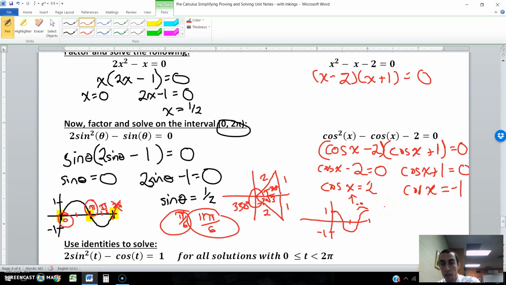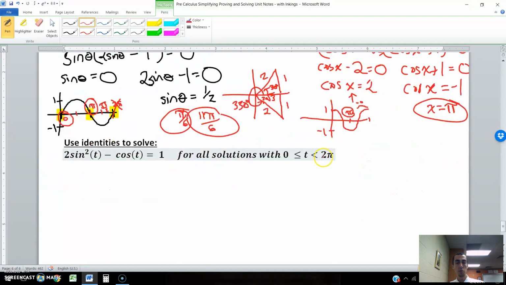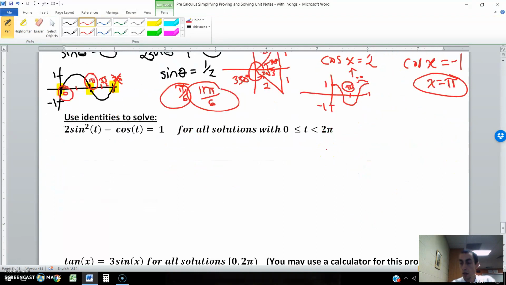Next one, where is the cosine -1? It's -1 halfway through the cycle of the graph. The cycle is 2 pi length, and so pi radians is the only solution on the given interval. Next up, we need to use identities to solve this one.